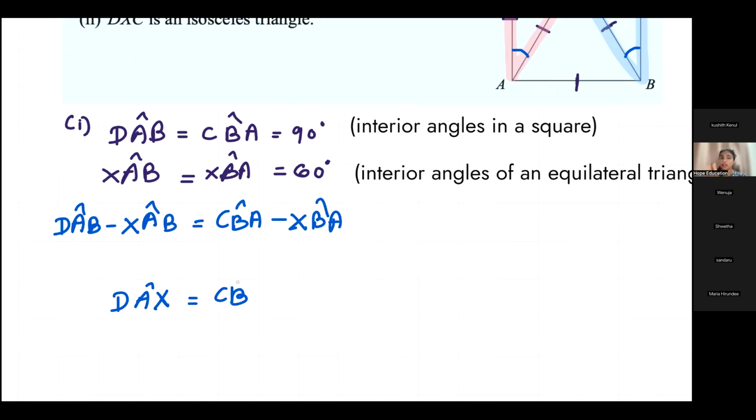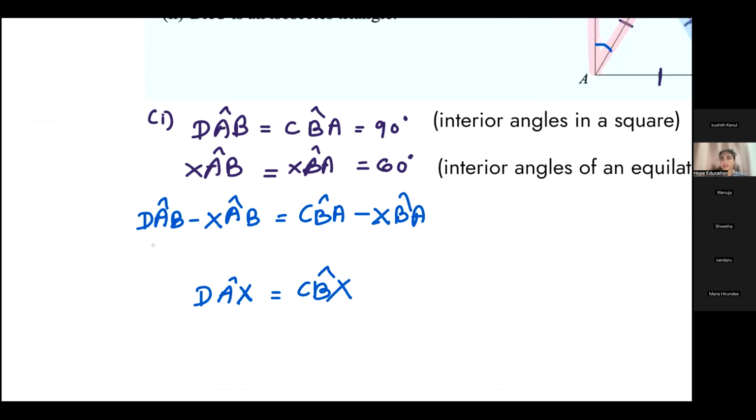If you want, you can also show this with values. This is 90 degrees, this is 60 degrees, 90 minus 60 is 30. This is also 90 degrees, this is 60 degrees, 90 minus 60 is 30. So both come to 30 degrees. Even if you don't show it with values, it's fine if you just show how they are equal. That would be enough. Is this clear to all of you?